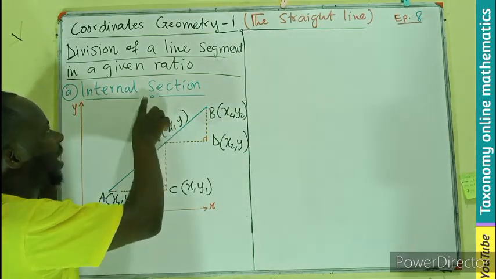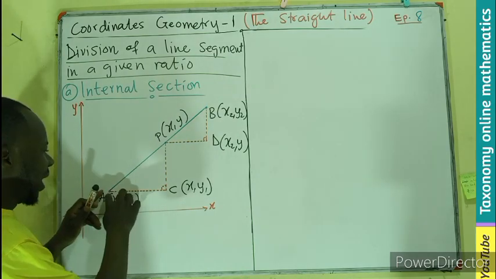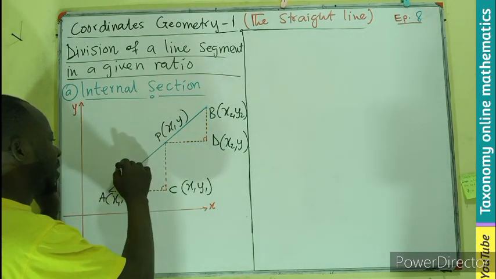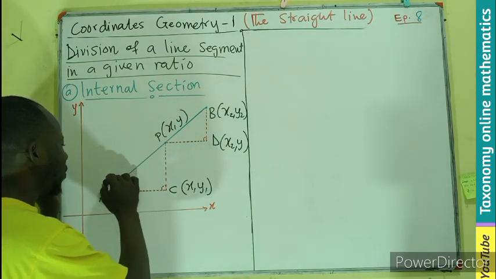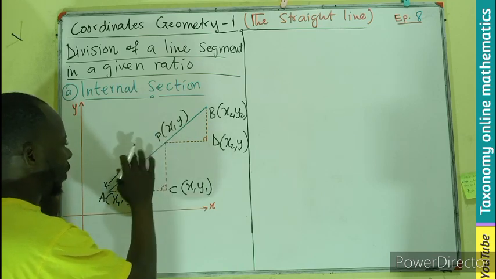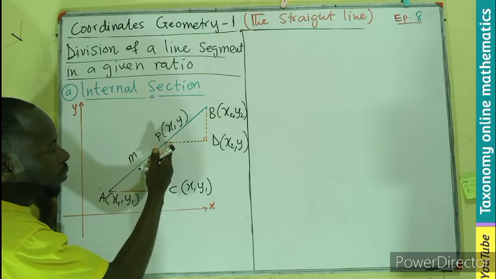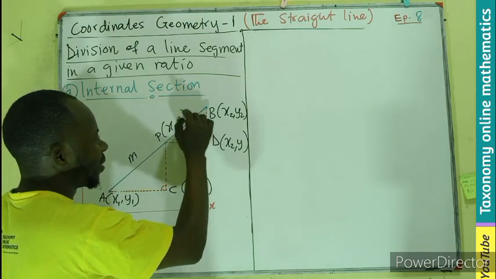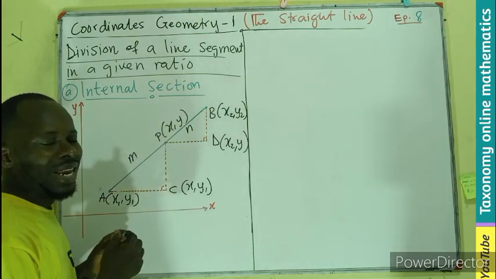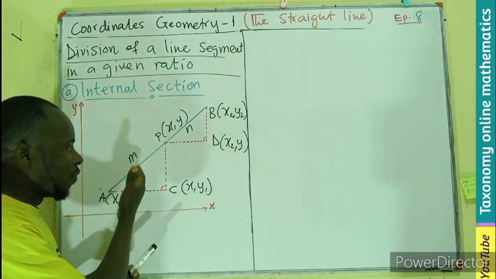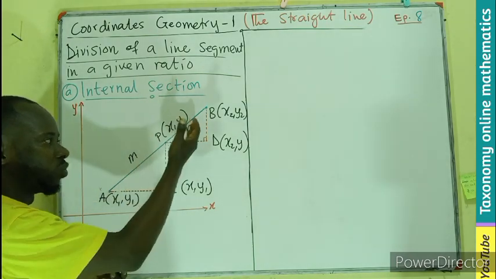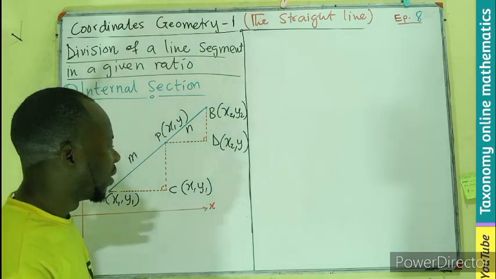Now, since we are saying it is divided into a ratio, let's say that the longer side is indicated as M. Let me just indicate this M. From A to P, M. Then P to B, indicated as N. It is a ratio, 4:3, 5:9. That's the ratio we are referring to.